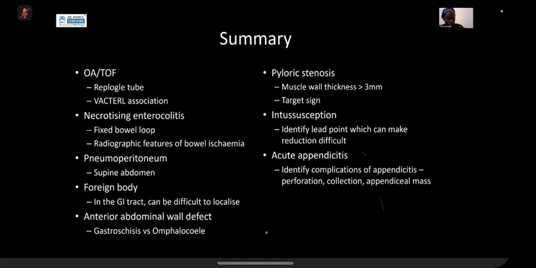You might see the surrounding bowel loops also stuck down, and it just looks like a big inflammatory mass that's got increased vascularity, but there's no collection component to it. And both collections and appendiceal masses tend to be managed conservatively in my trust.